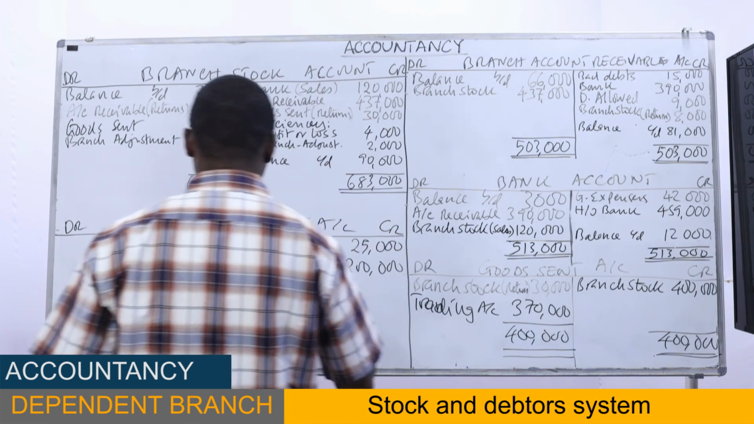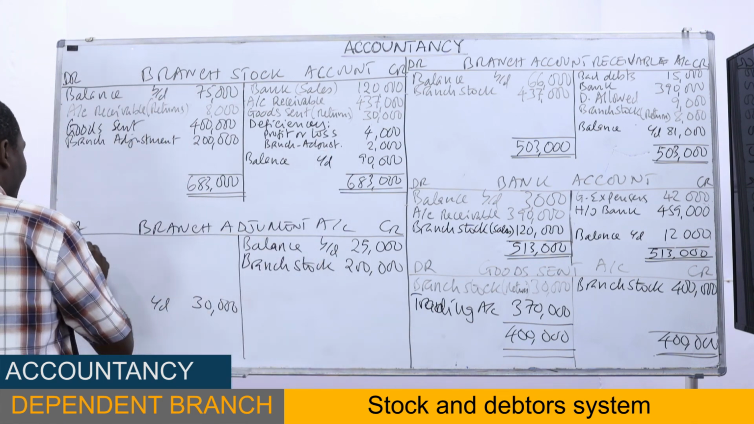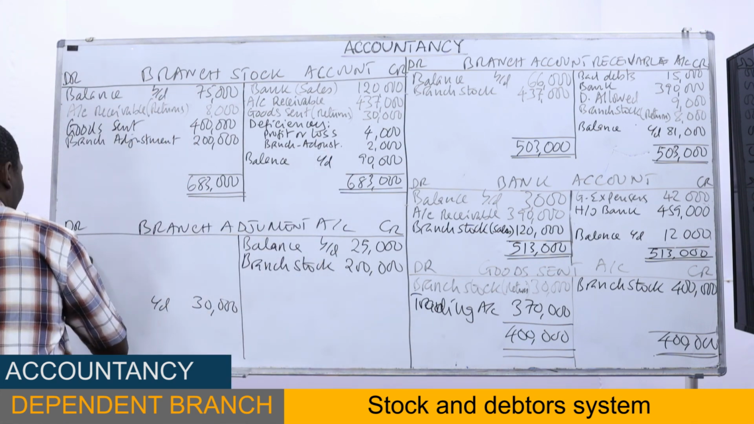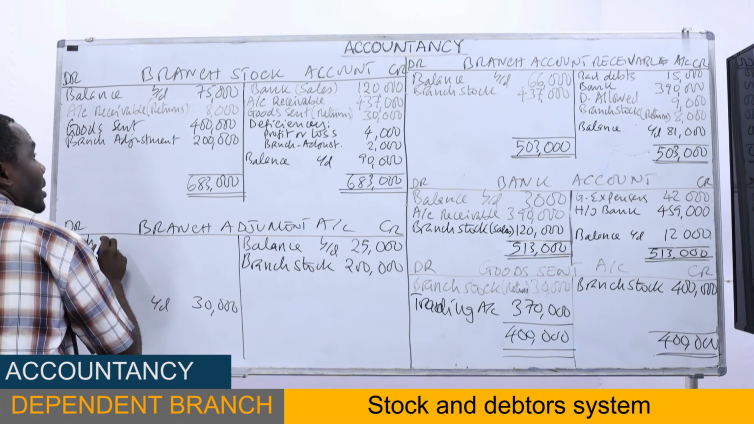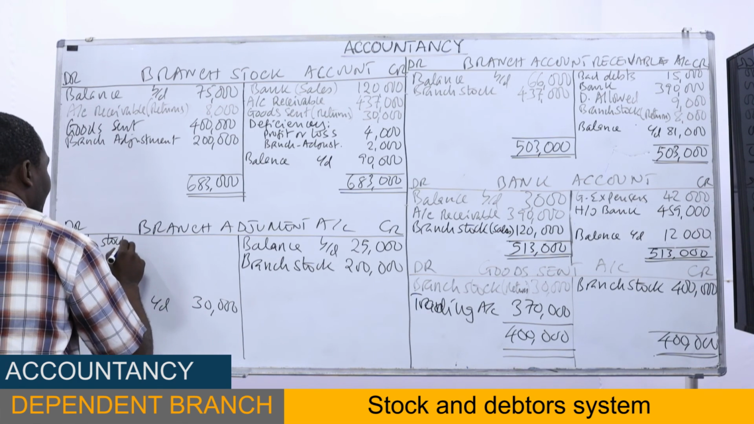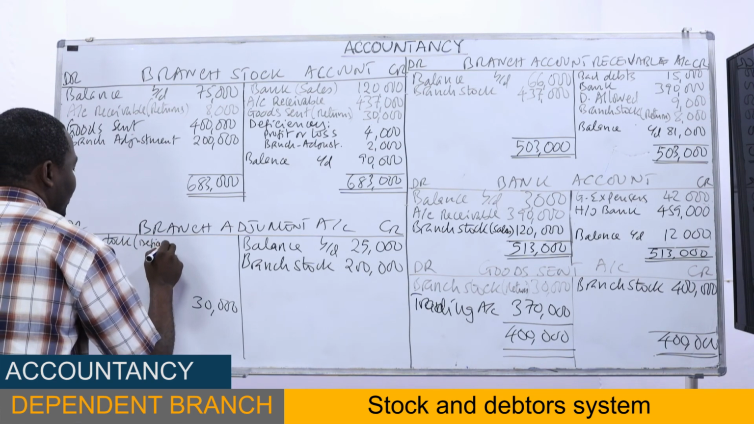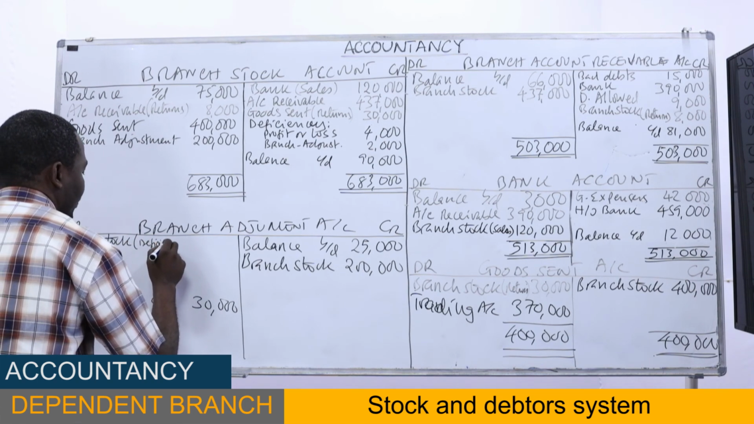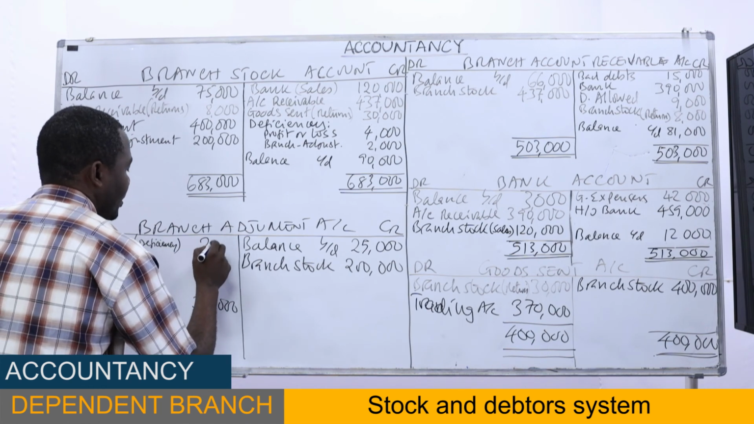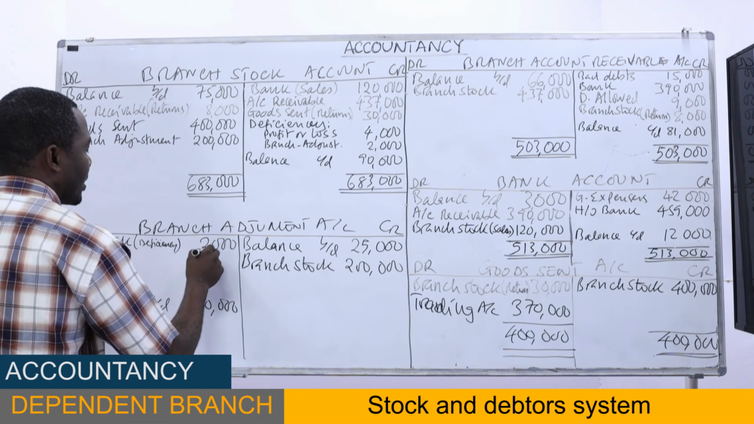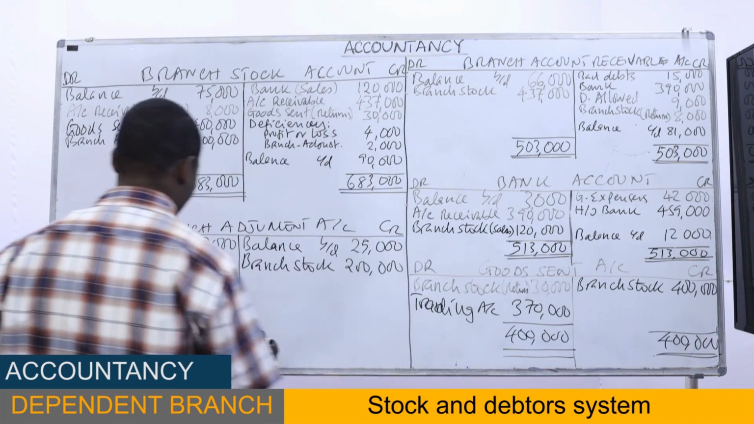So we come to adjust it here. That is branch stock. That is the deficiency. It will be only 2,000. So this account has been balanced.